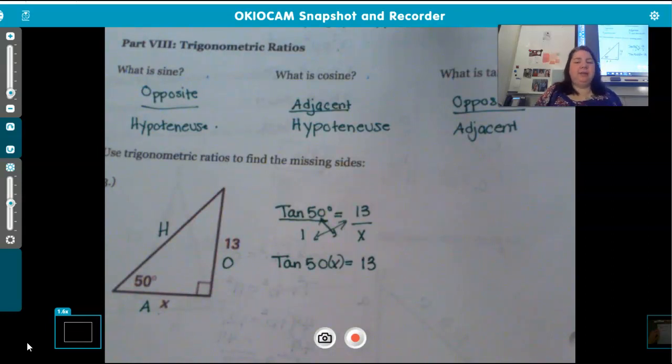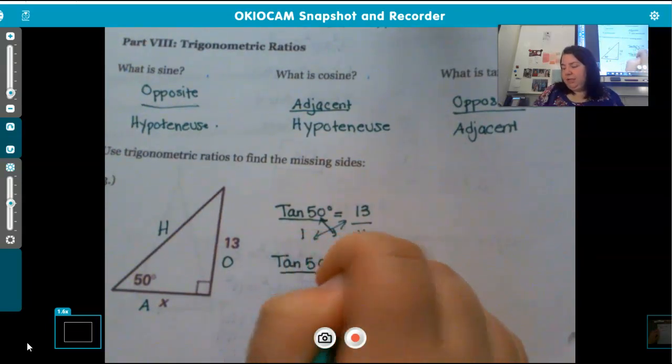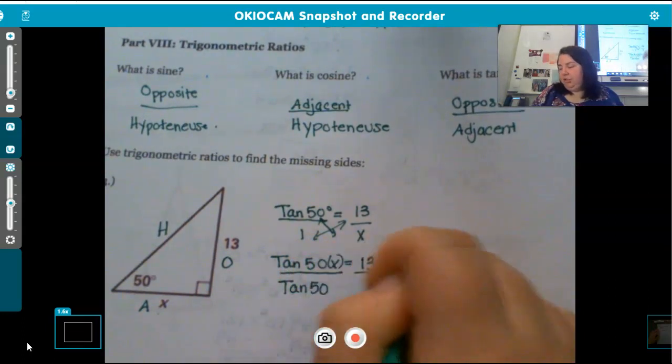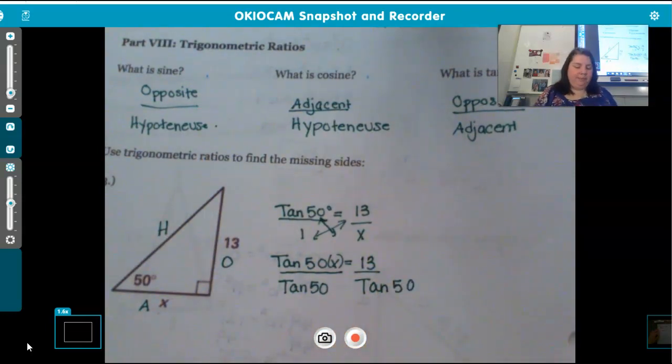What is the last step to find x? Divide by what? No, because we don't have a square in this. We're multiplying x by the tangent of 50, so we have to divide both of these by the tangent of 50, which is, you have to know how to use the calculator. I'll give you guys a chance to write that down, and then we'll walk through how to do it on the calculator.